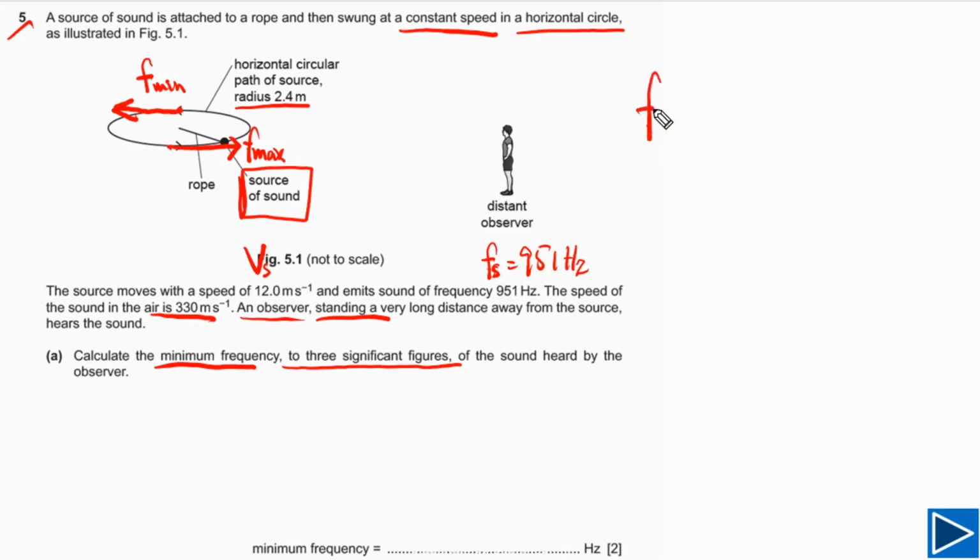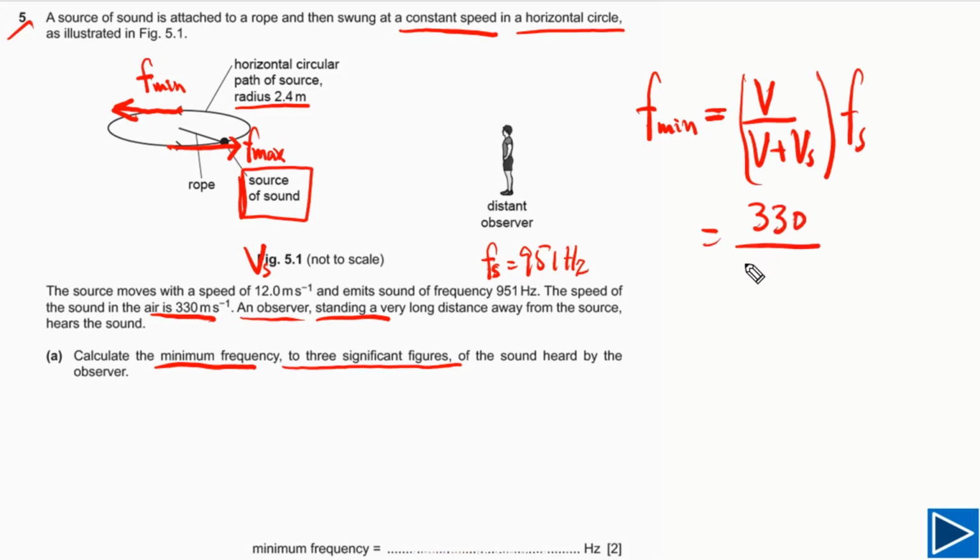Question is asking us to find the minimum frequency, so we need to simply use Doppler equation when the source is moving away and listener is at rest. So f minimum in this case will be equal to v over v plus vs times frequency of source. Speed of sound is given to us, and this v is also speed of sound, and vs is speed of source that is given, that is equal to 12 meters per second, and frequency of source is 950 hertz. We simply need to solve this one to find the minimum frequency observed by this listener.